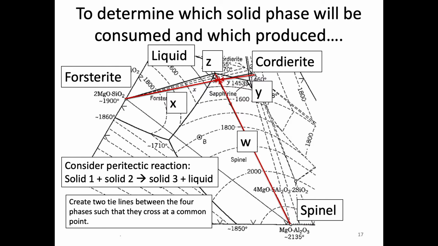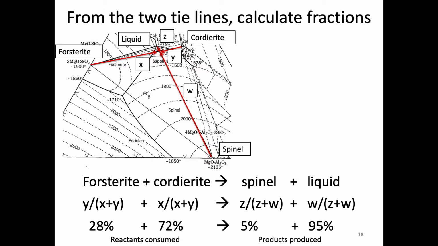So it's important that these 2 lines intersect at a common point. And so with that, like I said, the lengths from this central point are also important. So the length from fosterite to the middle is X, liquid to the middle is Z, corderite Y, and then spinel to the middle is W. So to get the fractions of what is being consumed and what is being produced, we're going to use those fractions.